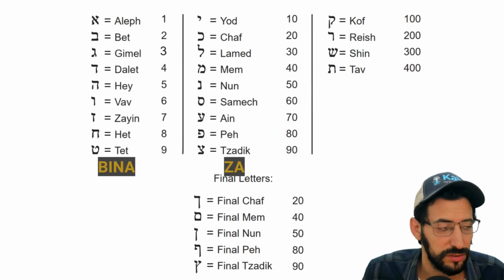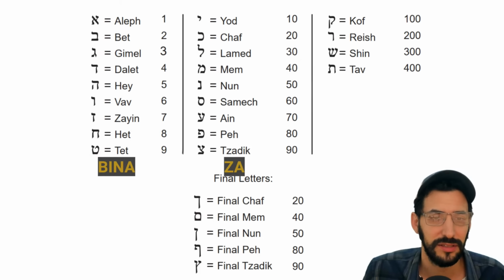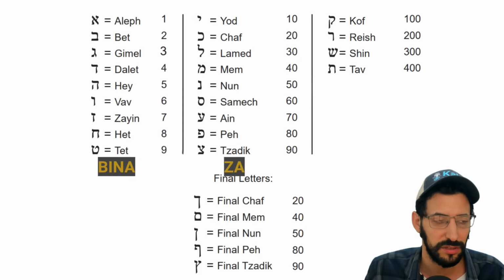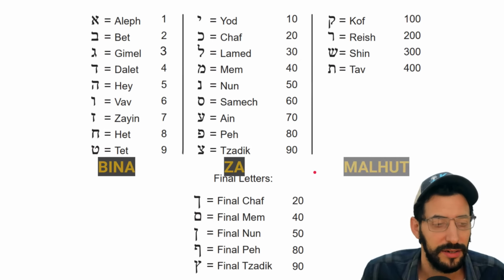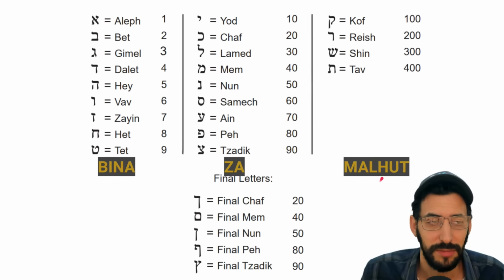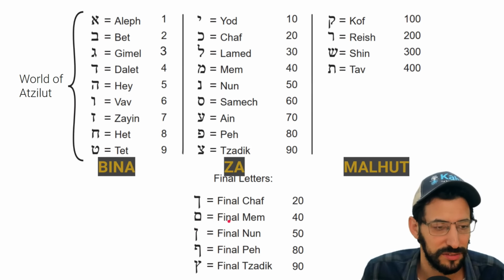6 Sephirot, Chesed, Gvura, Tiferet, Netzach, Hod, and Yesod. Together, these 6 Sephirot form Zer Anpin. And the third group is Malchut, and the third group is actually both the Kuf Resh Shin Taf, and also Malchut represents the final letters.